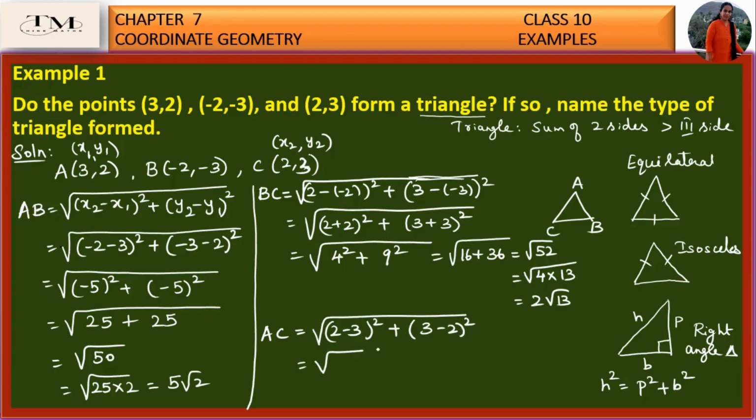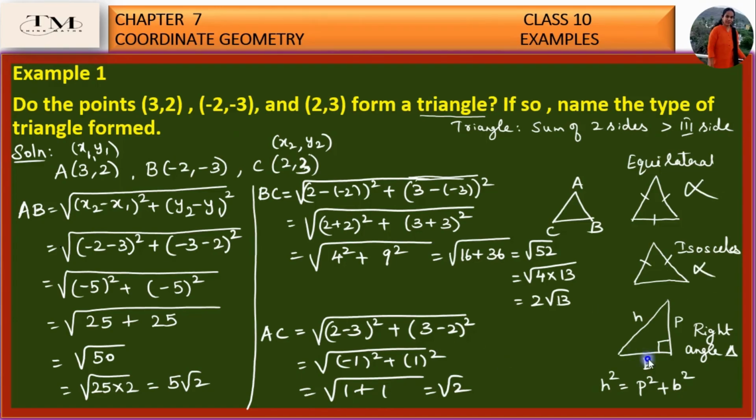2 minus 3 is minus 1 whole square. 3 minus 2 is 1 square. So minus 1 whole square is 1, and 1 square is 1. So it is root 2. So we didn't get three sides equal, so it is not equilateral. And two sides are also not equal, so it is not isosceles. So let us check whether it is a right angle triangle or not. We will do that in the next page.